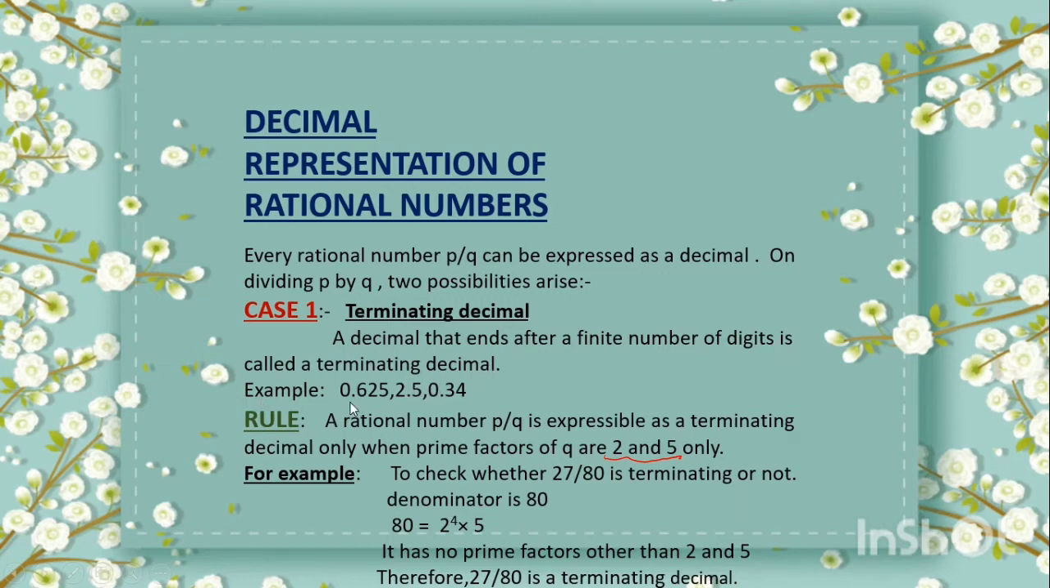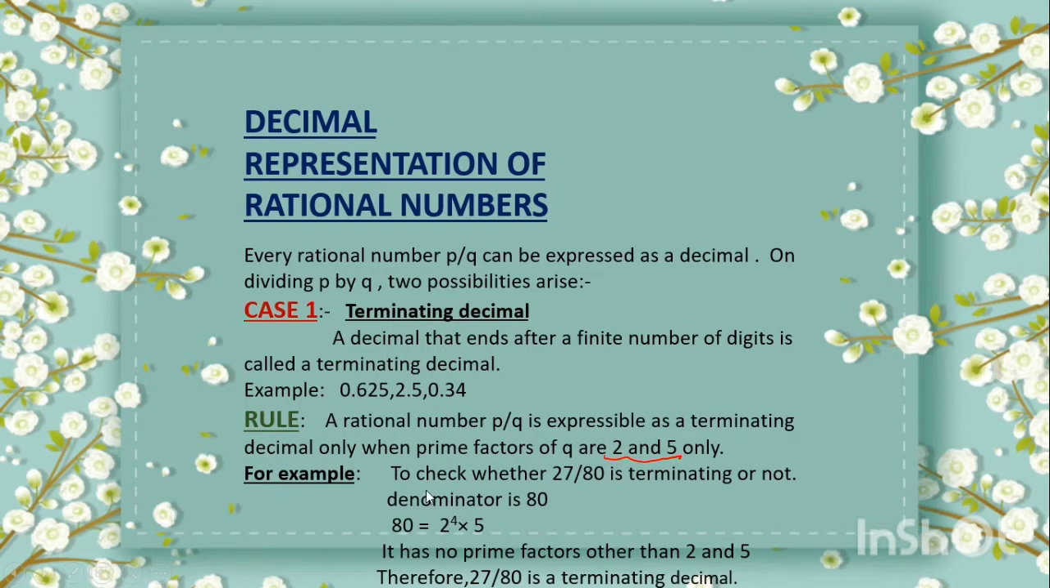Now examples are given: 0.625, 2.5, 0.34. Finite digits are there. Okay, so a finite number of digits are there. So the rule is, a rational number p by q is expressible as a terminating decimal only when the prime factors of q are 2 and 5 only. So this thing is important, that is, 2 and 5 only.